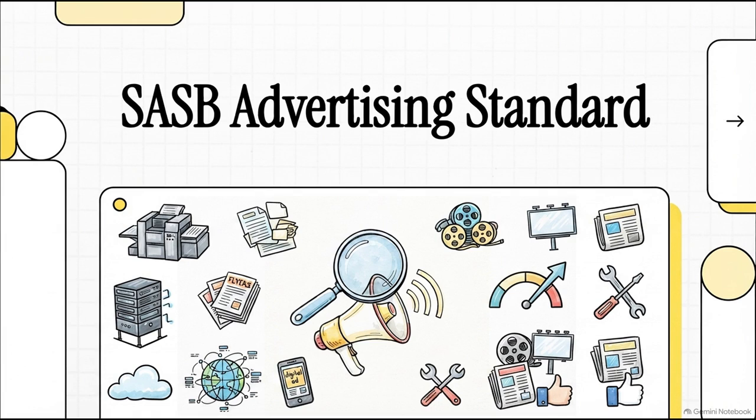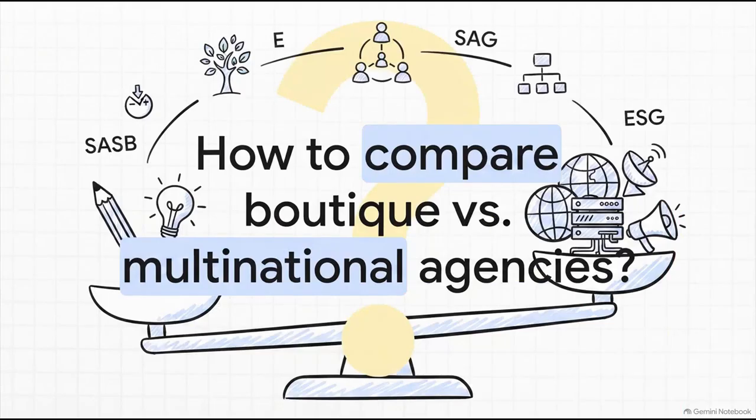You've got shops printing local direct mail flyers, all the way up to massive tech giants running global, data-driven digital campaigns. Because the scale of operations is just so wildly different from one company to the next, measuring their true sustainability risks requires a very specific toolkit. And that brings us right to the core problem of scale and comparability.